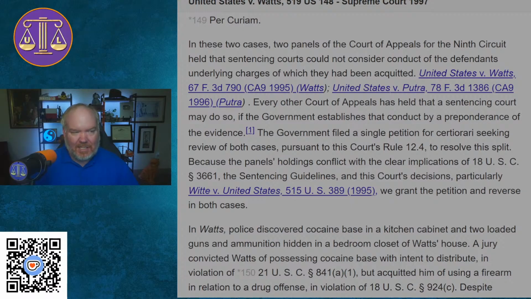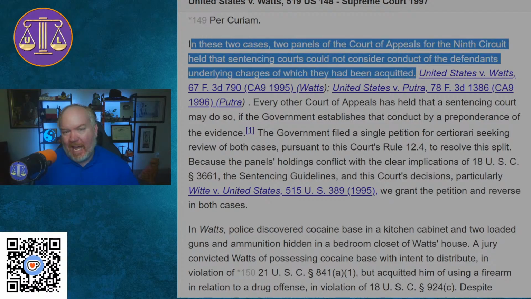In these 2 cases, 2 panels of the Court of Appeals of the Ninth Circuit held that sentencing courts could not consider conduct of the defendants' underlying charges on which they've been acquitted. So, hey, the Ninth Circuit said, you know what? We can't help noticing the defendant was acquitted on some of those charges. We can't help noticing the jury said not guilty for some of those charges.